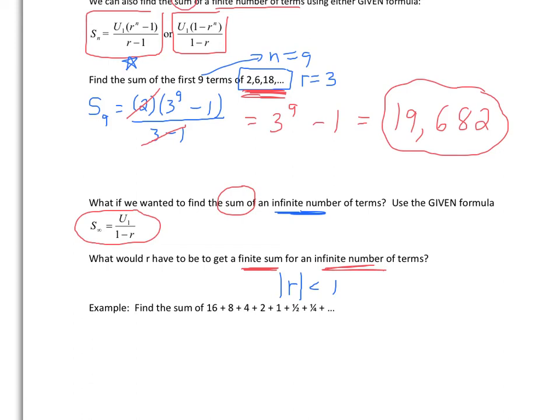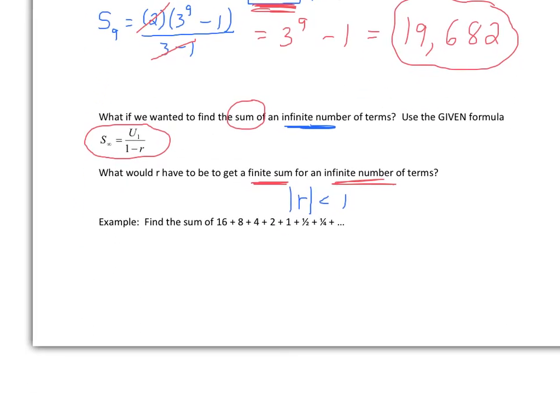So let's take a look at this example here. We're looking to find the sum of this sequence. And notice we have terms that are getting smaller and smaller and smaller. Our common ratio would be 1/2 here. And again, if you're having trouble seeing that, just work backwards and divide. Okay, 8 divided by 16, which is the same as 4 divided by 8. If you were to work backwards and divide, you're always going to get your common ratio.